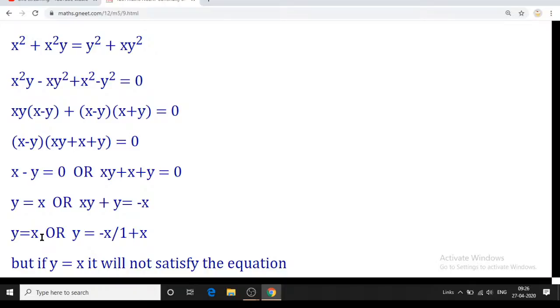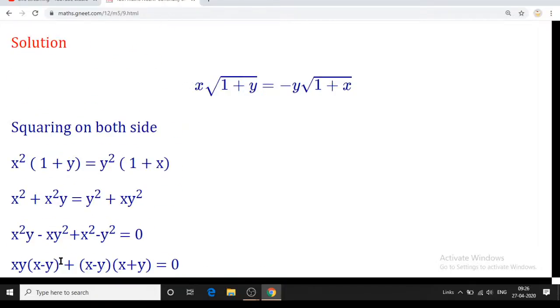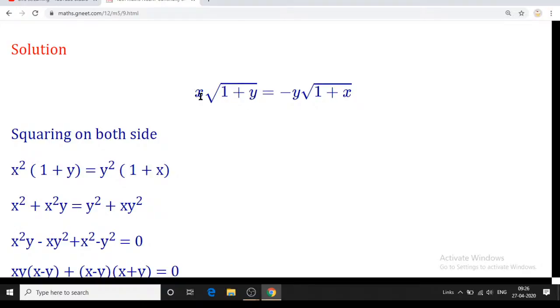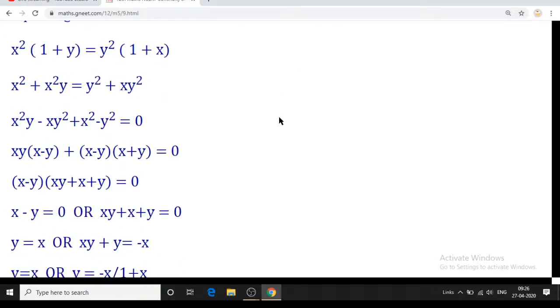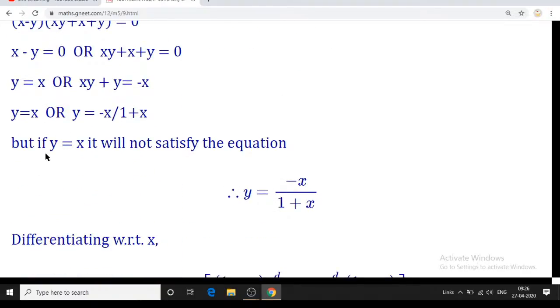Now if y is equal to x, and I replace y is equal to x in the equation here, I will get x(1 plus x) is equal to minus x(1 plus x). Now positive and negative numbers are not equal, so that is not possible. So we have just stated that if y is equal to x, it will not satisfy the equation, so that is not possible. So the y we get is minus x upon 1 plus x.